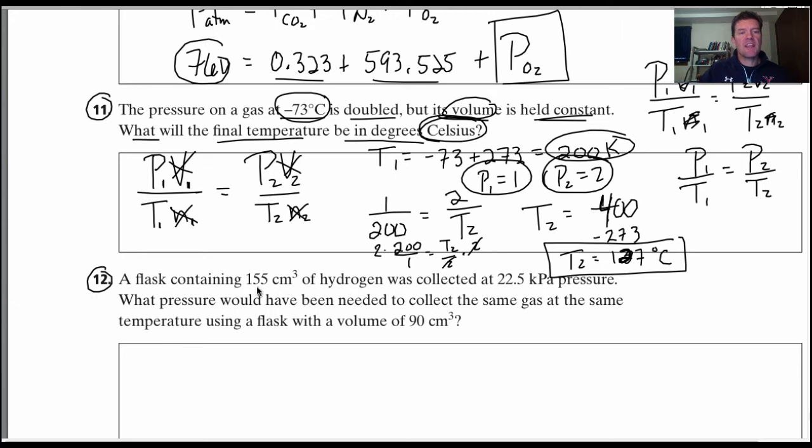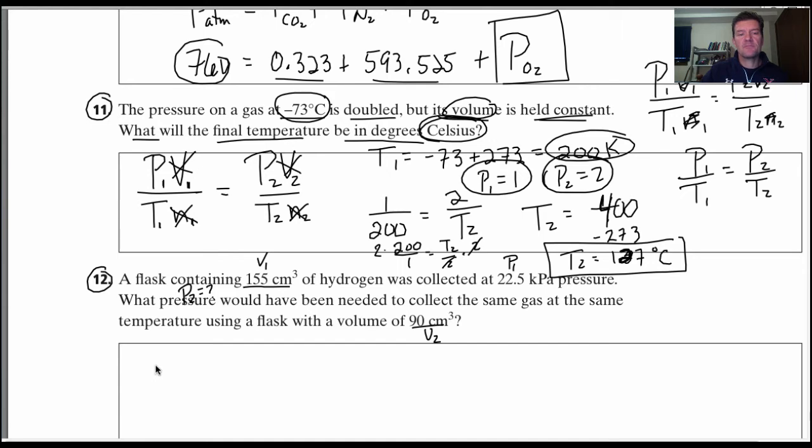Number 12, a flask containing 155 cubic centimeters. What is this? This is your volume, cubic centimeters, of hydrogen was collected at 22.5 kilopascals. That is a pressure. What pressure would have been needed to collect the same gas at the same temperature using a flask with a volume of 90? This is your volume. So here's your volume 1. Here's the new volume. There's your pressure 1, and we want to find pressure 2. That's the thing we want to find.